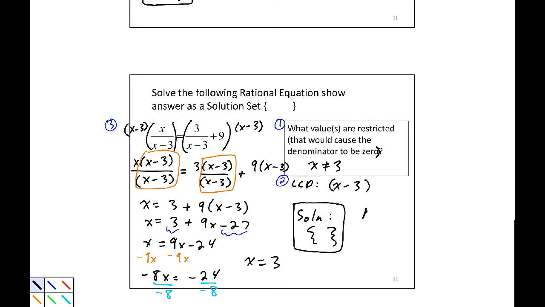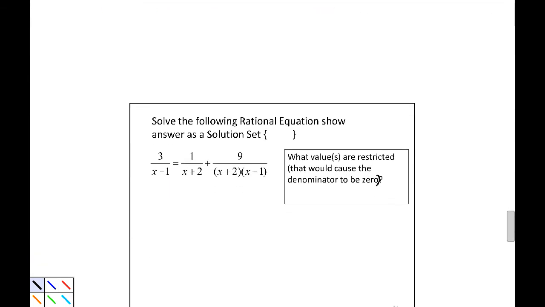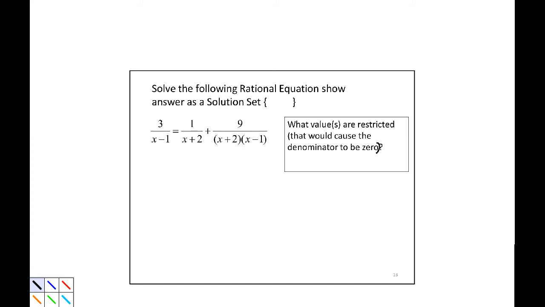Or, writing this in words, you would say no solution. All right, for our next example, we need to, again, find what values are restricted. And we have two different denominators this time, x minus 1 and x plus 2. So x cannot equal 1 or minus 2. x minus 1 would be 0 at 1, and x plus 2 would be 0 at negative 2.